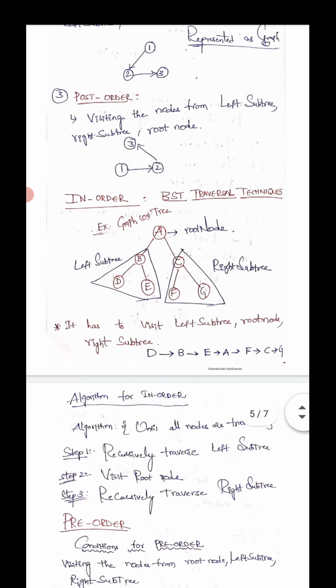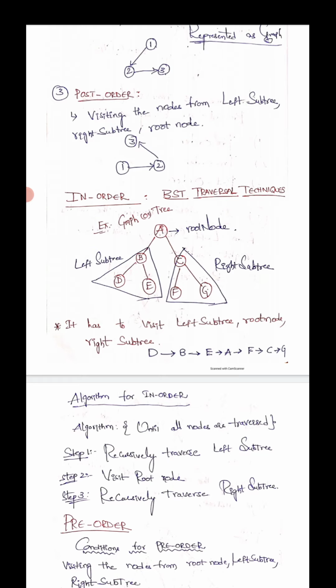Look at this example, all of you, it's very important. A is the root node, and then B, C, D, E, F, G. These are the vertices, the nodes. A is the root node, and I have drawn in black pen. B, D, E will be represented as the left subtree, and C, F, G will be represented as the right subtree. A is the root node.